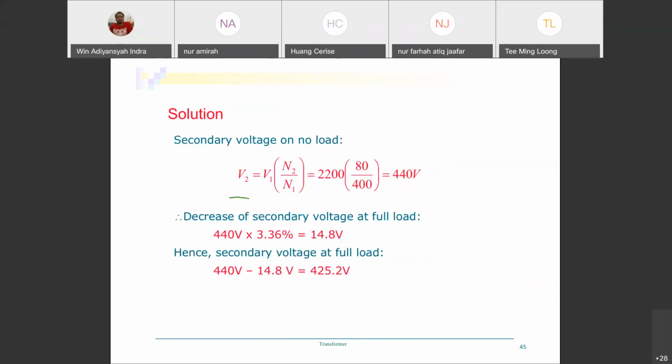Okay, you know this one? This is a common formula just now. You will get the V2, right? This one is given in the question. V2, and then to find the decrease of secondary voltage at full load. This one is the voltage regulation just now. So you get this one. So the value you subtract to 440. So secondary voltage at full load is this one.